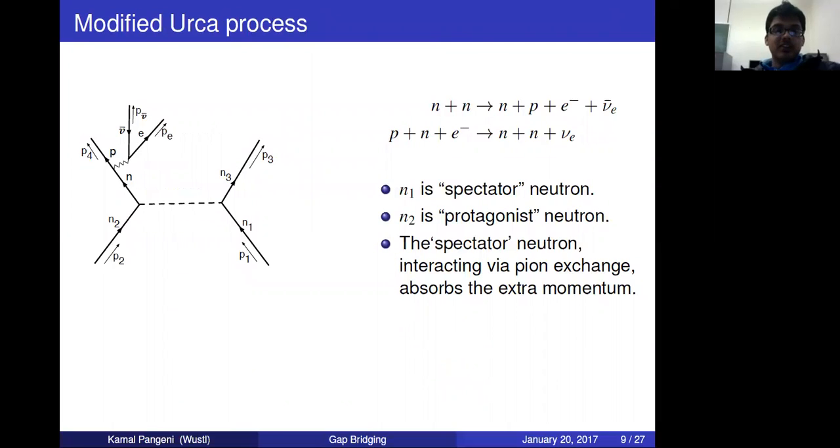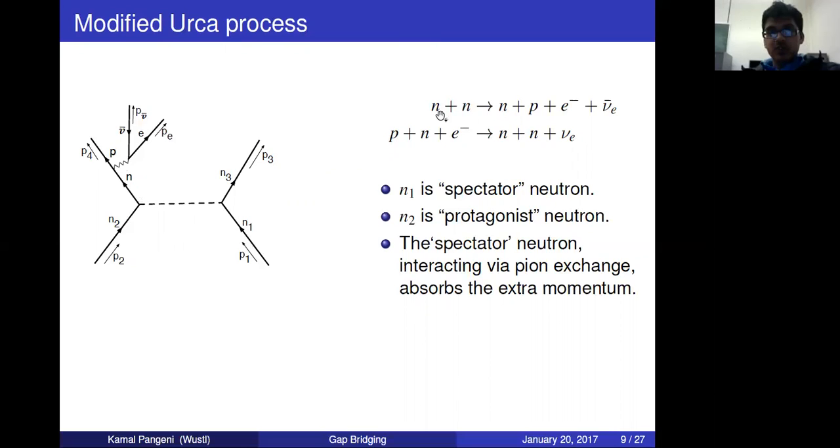So, the modified Urca process. Here is the Feynman diagram for the modified Urca process. In the modified Urca process, you have a spectator neutron. So N1 and N2, two neutrons, one of them decays into a proton and in the process emits a neutron, and you have the other neutron that's a spectator that's sitting there. It is necessary to conserve momentum and energy. That's the sole purpose of this spectator neutron, but it complicates the calculation a lot.